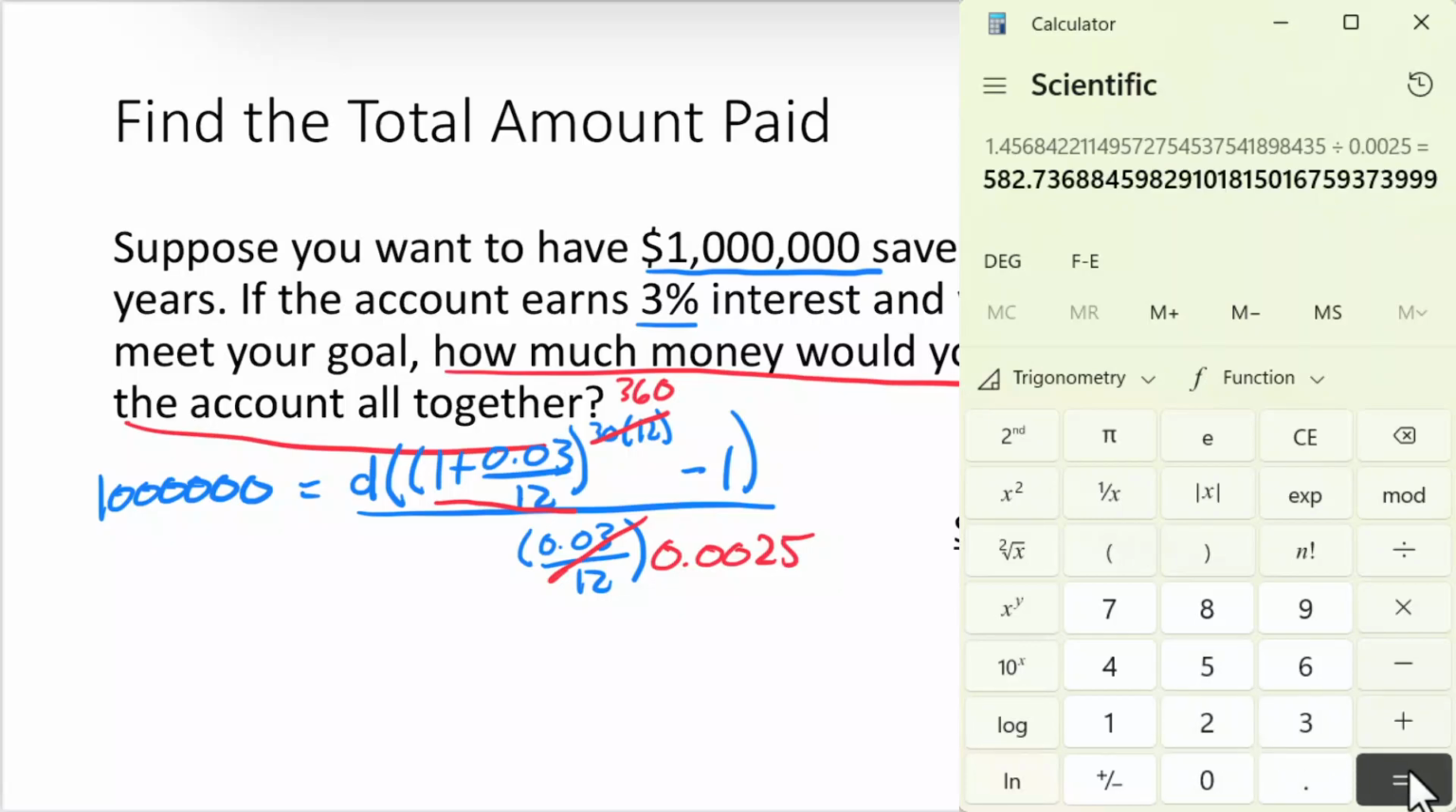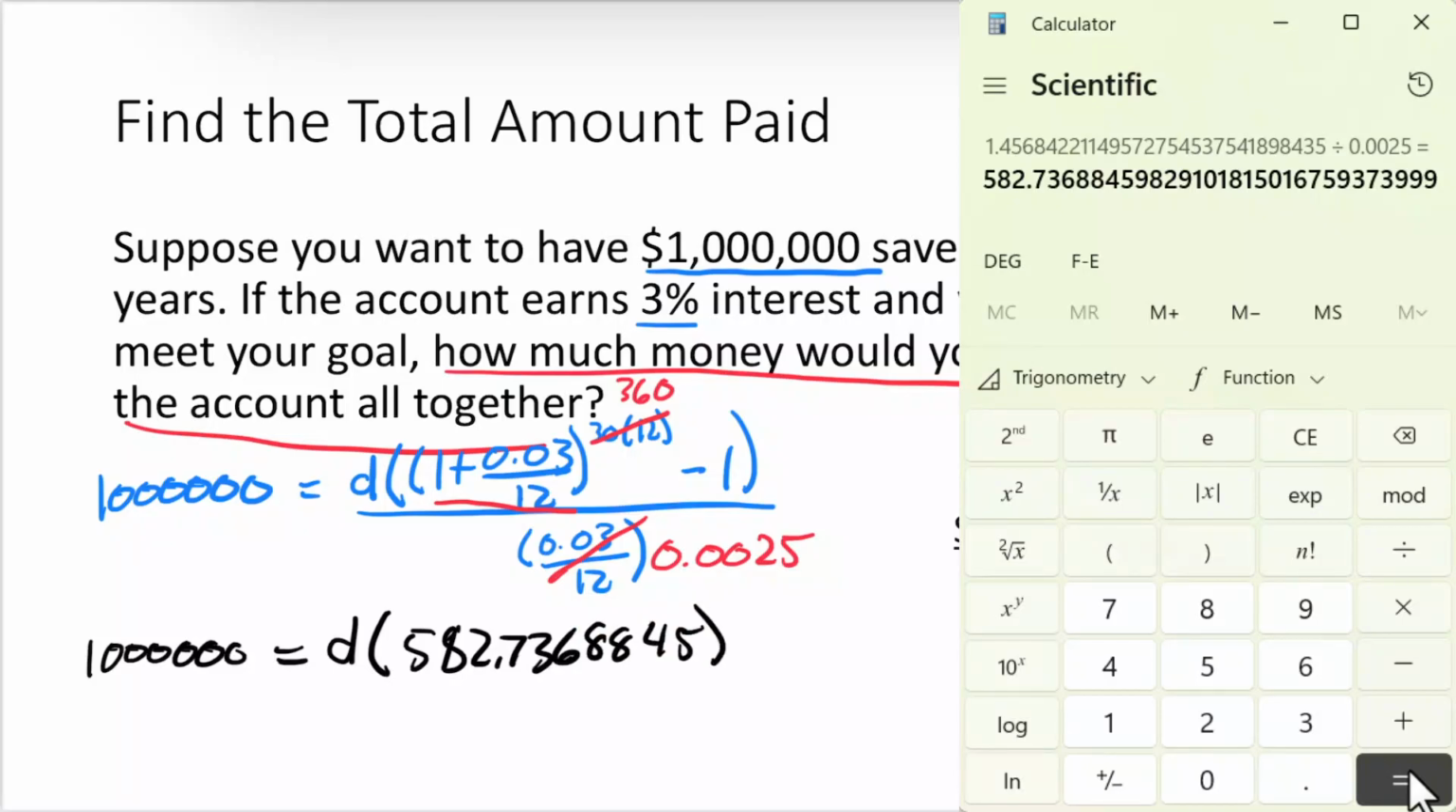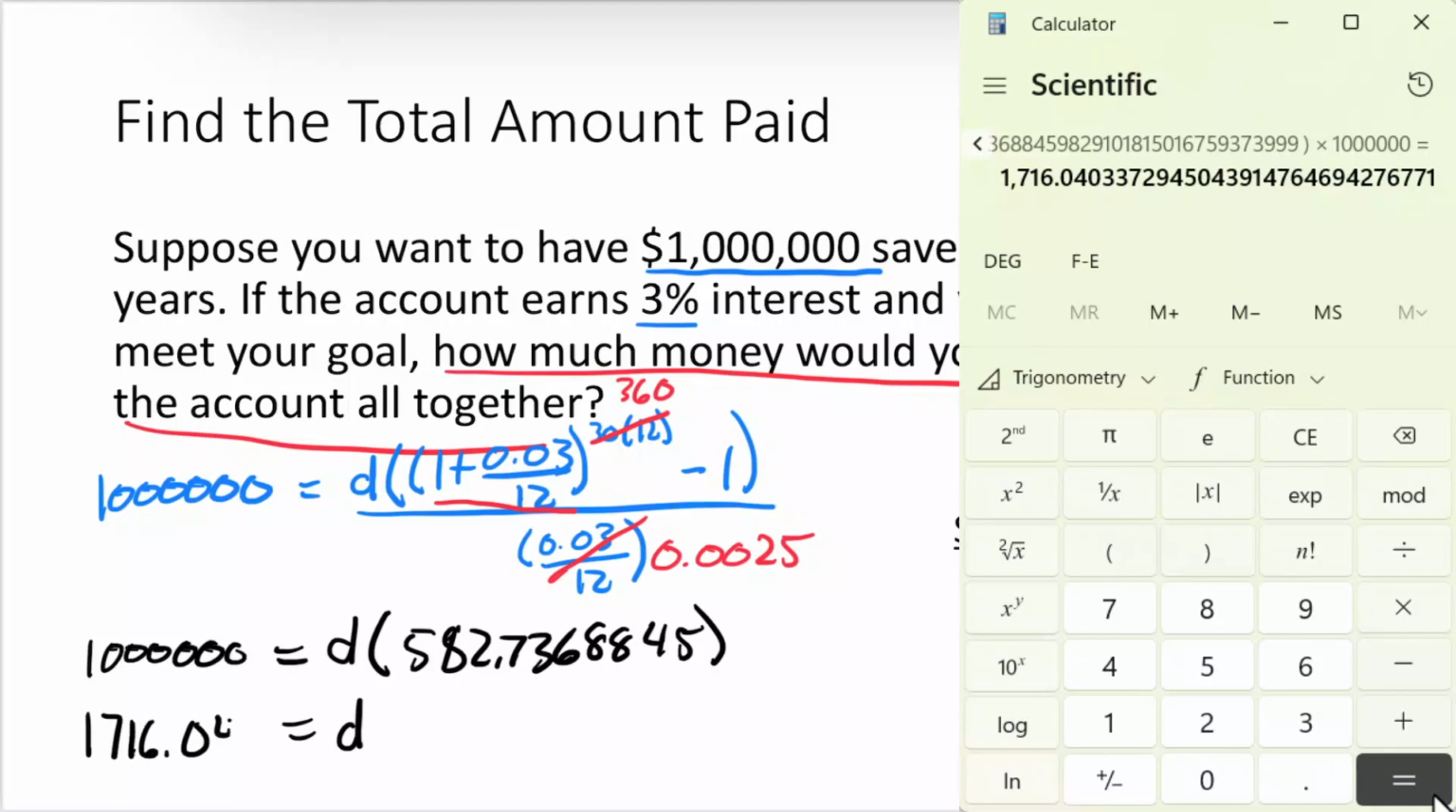And when I do all of that, I end up with 1 million equals D times this 582.73688845, etc., that decimal. So to figure out what my deposit is, I need to divide both sides by this 582 number. So I'm going to click my reciprocal button and then multiply that by 1 million. And that ends up telling me that my deposit is going to be $1,716.04.